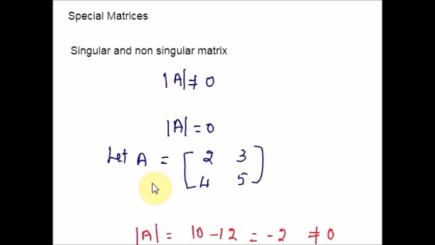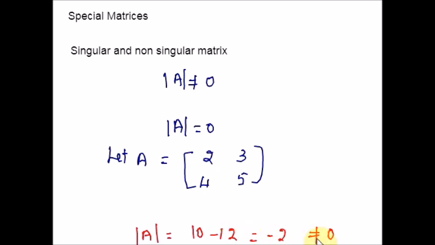Here is an example. Consider this matrix A. If I find the determinant of this matrix, 2 times 5 is 10 minus 4 times 3 is 12. If you subtract these two, you'll get a number other than 0, which is not equal to 0. Then this is an example of a non-singular matrix.